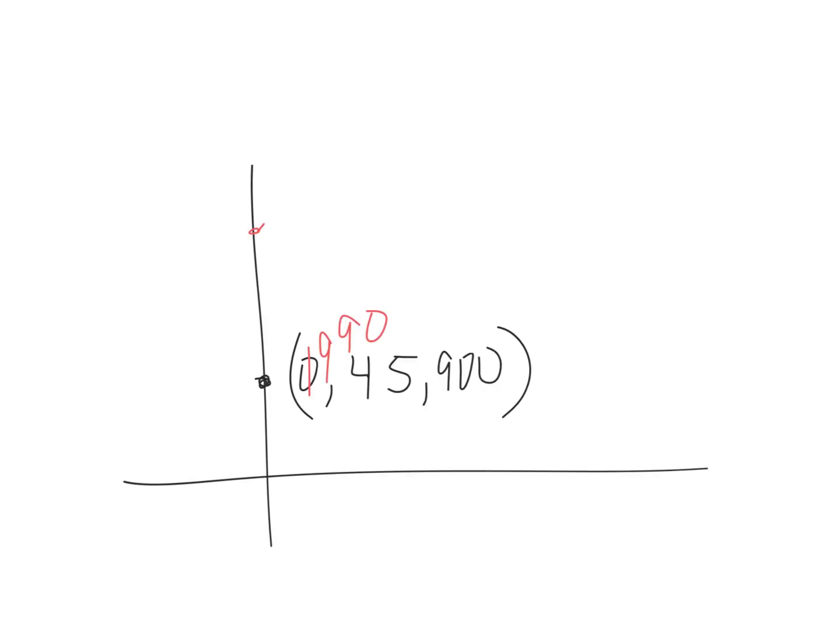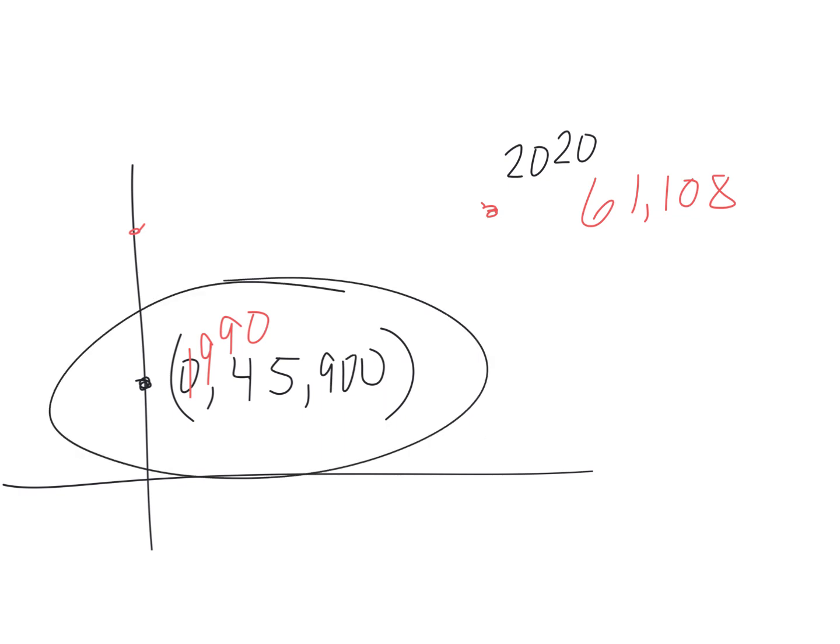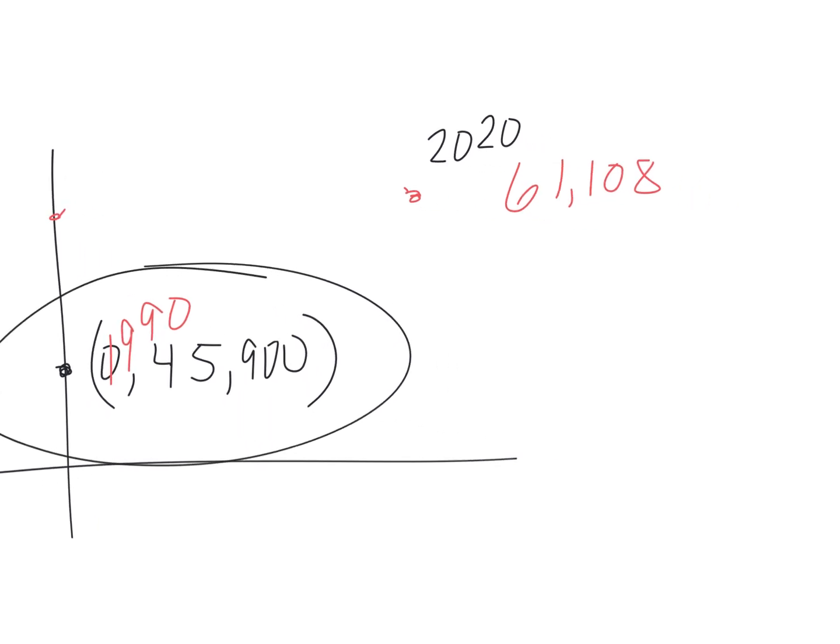Later on, the population goes up to 60, and it's not going to be as nice as 60. It's going to be like 61,108, some number like that. And this is going to be in the year 2020, which I know is a few years ago. Still the start value. Still growing. Clearly the number got bigger.